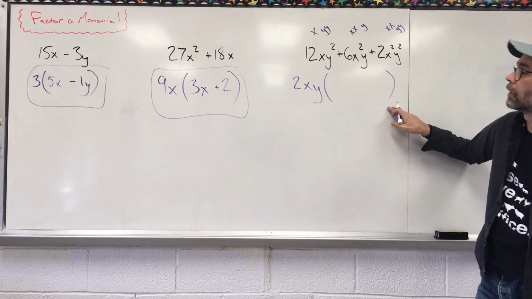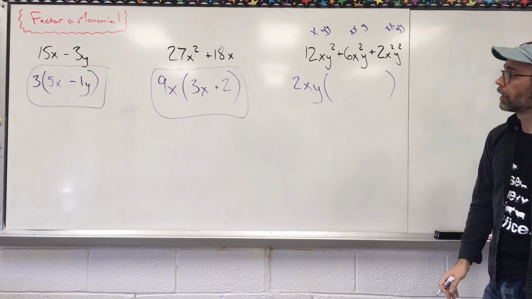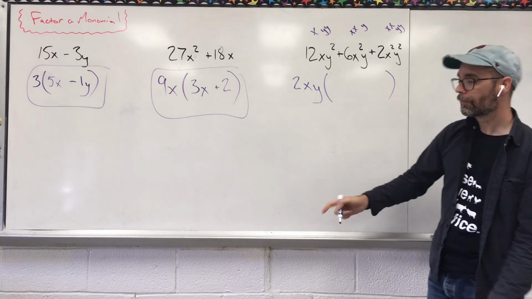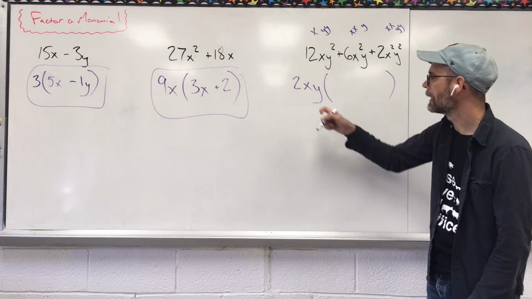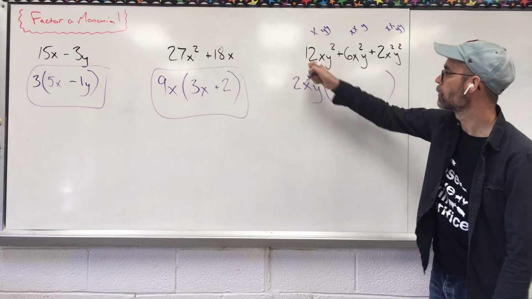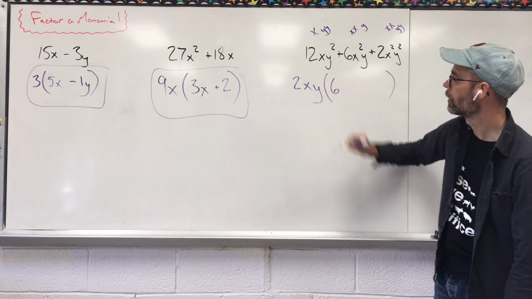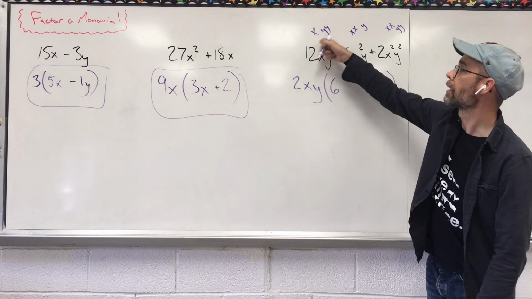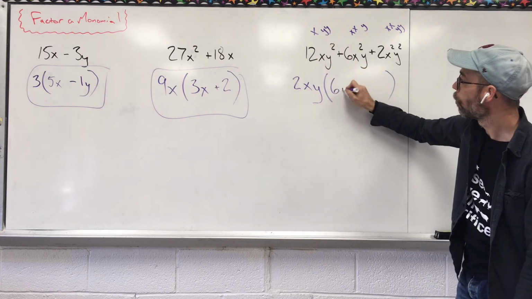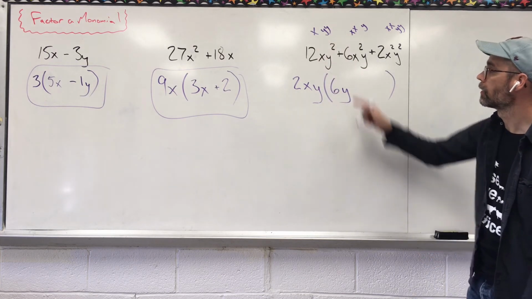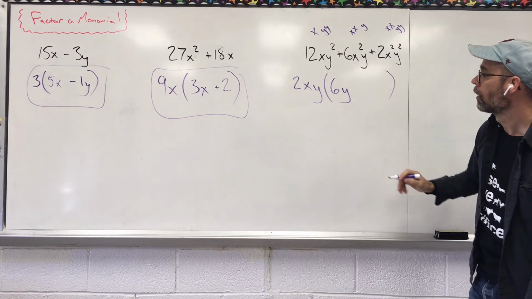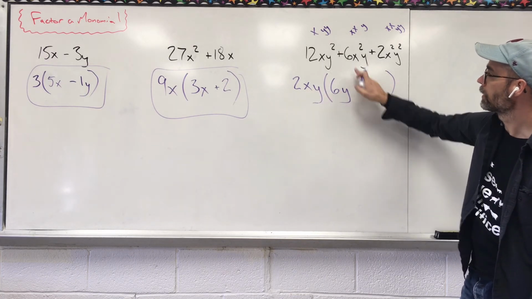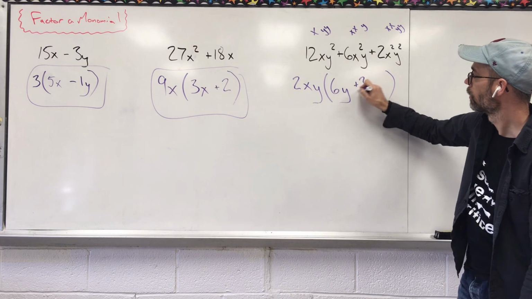Now let's see what the other term looks like. Now we have to undistribute. We've got to distribute blindly, I guess. So 2 times what gives me 12? 2 times 6. I have xy. I need xyy. I need 1 more y to make that exponent of 2. All right, 2 times what gives me 6? 3.